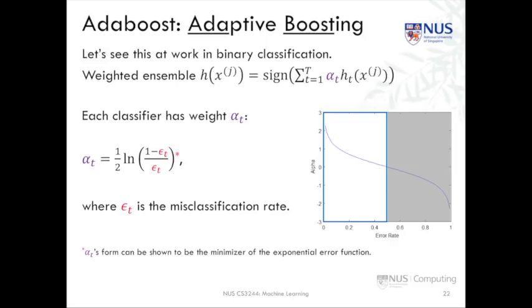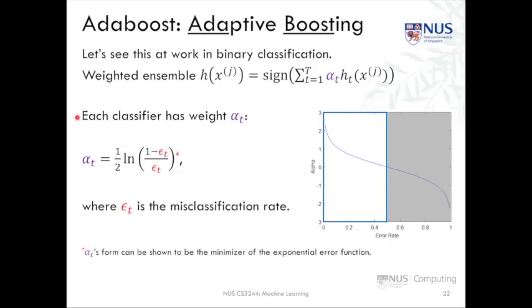Let's see how this works. We're going to go through the idea of adaptive boosting, or AdaBoost, which works on binary classification, although it's been extended for multi-class classification as well. We're going to create a weighted ensemble of classifiers where each of the classifiers, h of t, all the way to capital T, is going to be weighted by a parameter alpha, which indicates its strength, and the individual models are making their prediction on a particular input, xj.